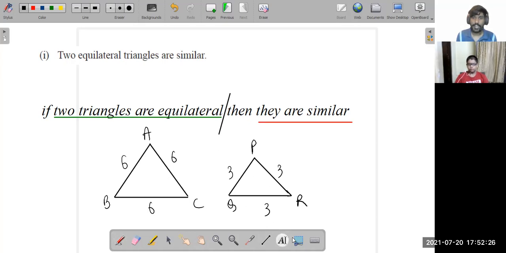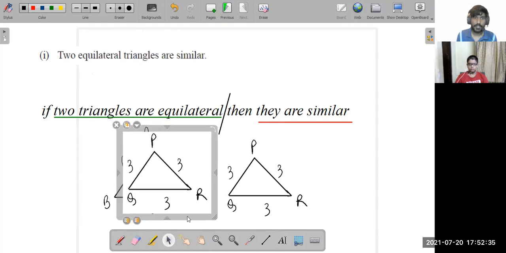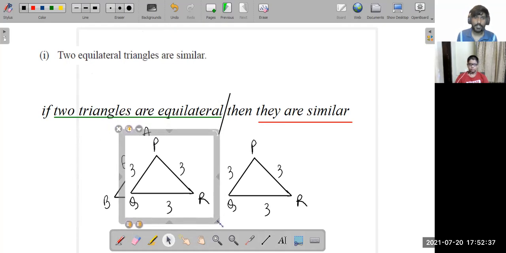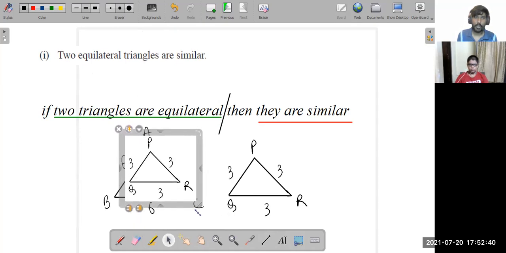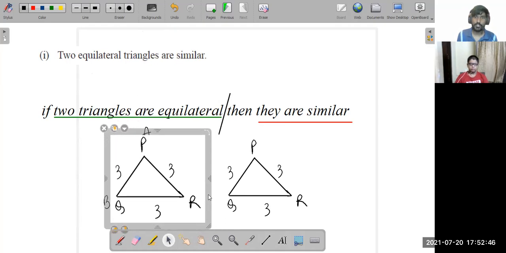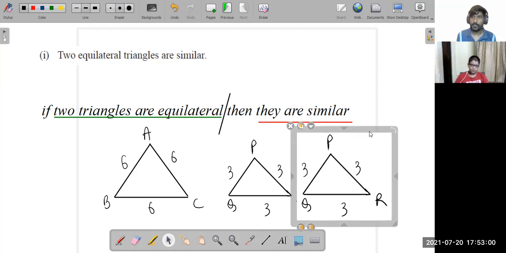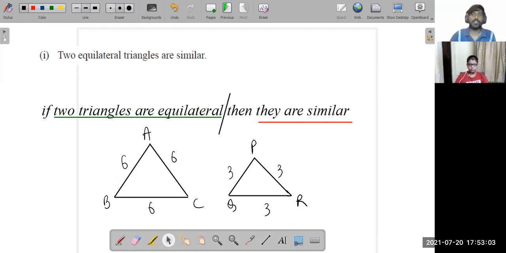Suppose you take out this smaller triangle and put it on the bigger one. If you magnify it, it will exactly fit on this triangle. That is the meaning of similarity. It is similar but not equal. Are you getting the difference between similar and equal? Okay, the remaining other two, can you do them for homework?